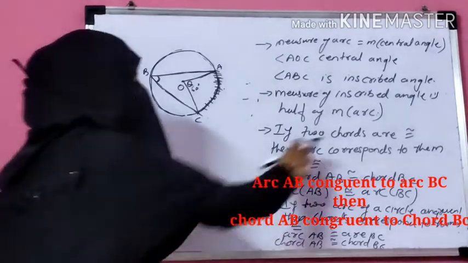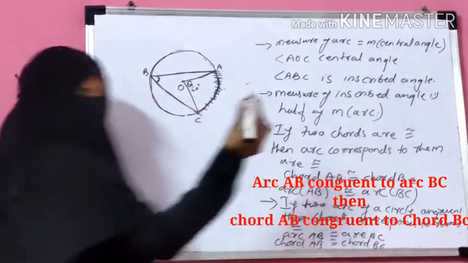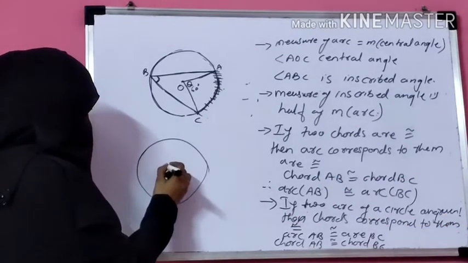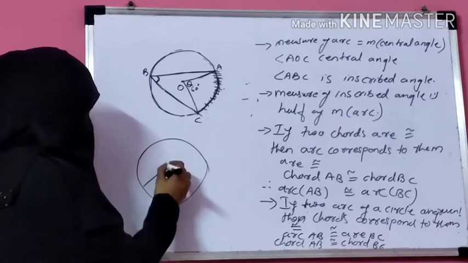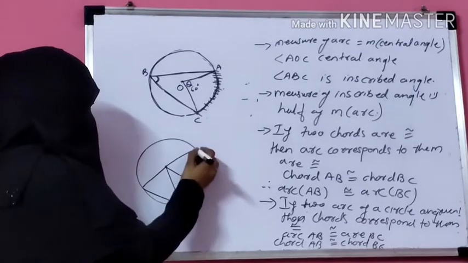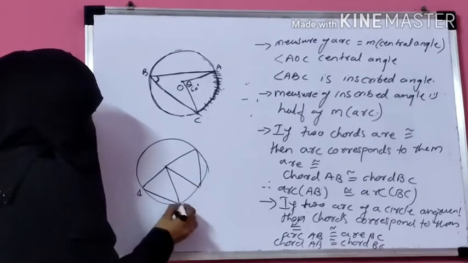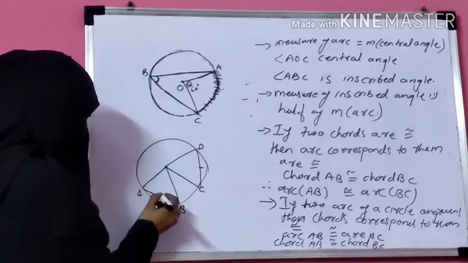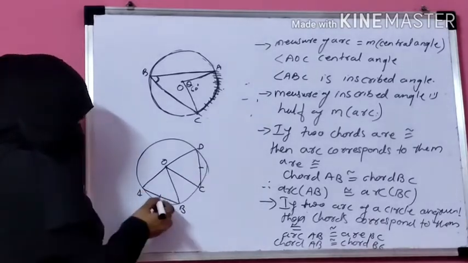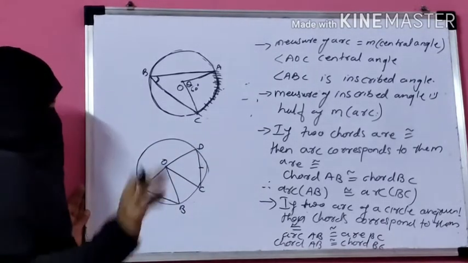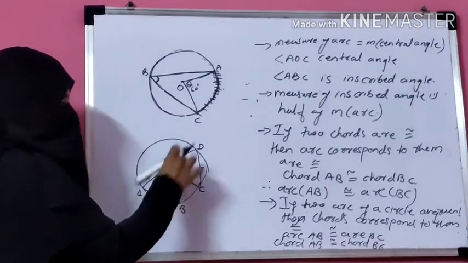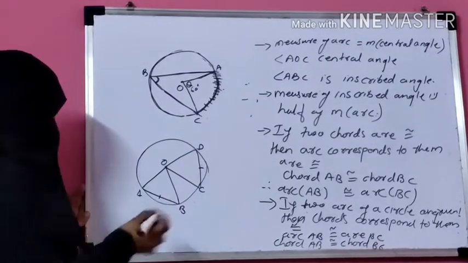Next part is, if two chords are congruent, then the arcs corresponding to them are congruent. For example, here in this circle, AB and CD are two chords and they are congruent. O is the center of the circle. As I told you, if the chords are congruent, then the corresponding arcs are also congruent. You can prove this theorem by proving these two triangles congruent. If these two triangles are congruent, then automatically the remaining parts are congruent.